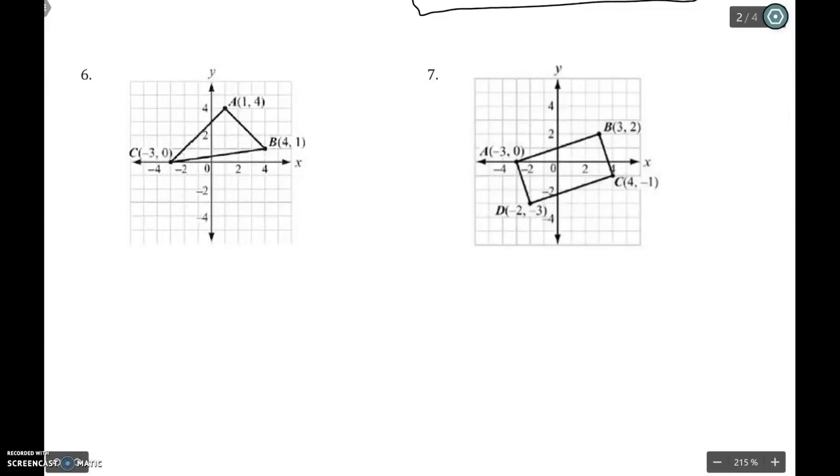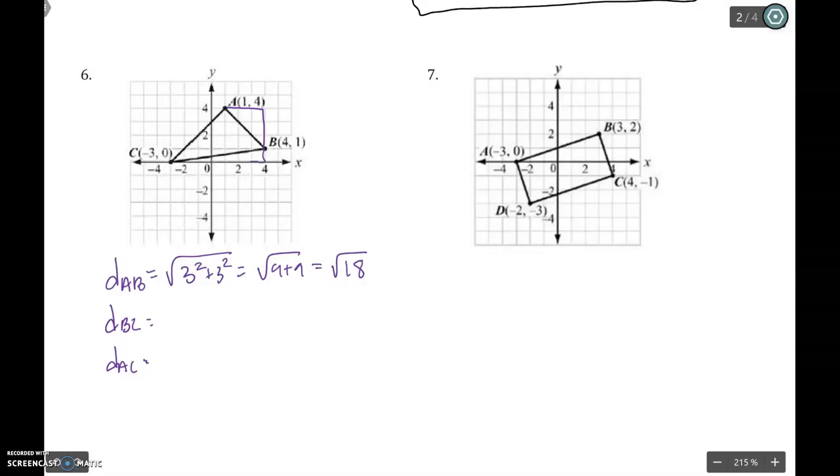All right, 16 is a triangle, so there's only 3. So we have AB, BC, and AC to figure out. And again, you can use horizontal and vertical change if you want, or you can use your whole formula out if you would like to do that as well. BC, it's only 1 and 1, 2, 3, 4, 5, 6, 7. And then for AC, 1, 2, 3, 4. Both changes are 4.